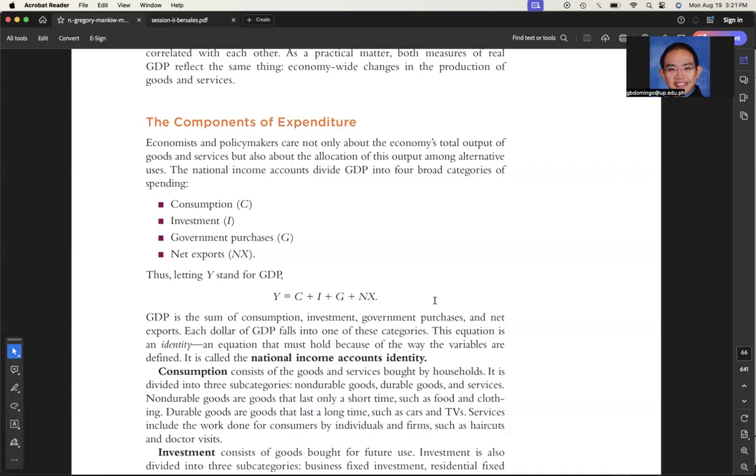Now, there's this other side, which is expenditure. So you have income, and that has to equal total expenditure in an economy, right? All right, so here we go. Here are the components of expenditure.